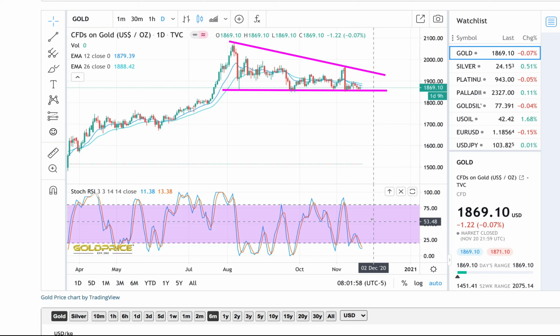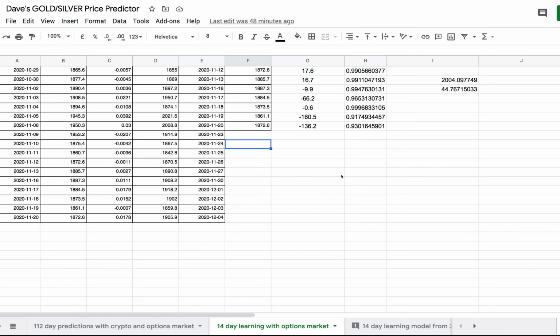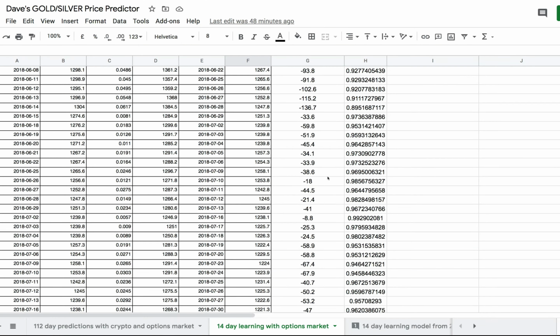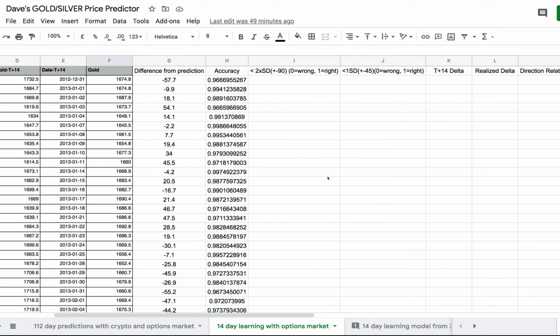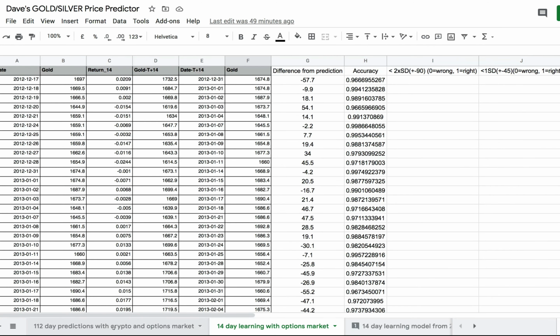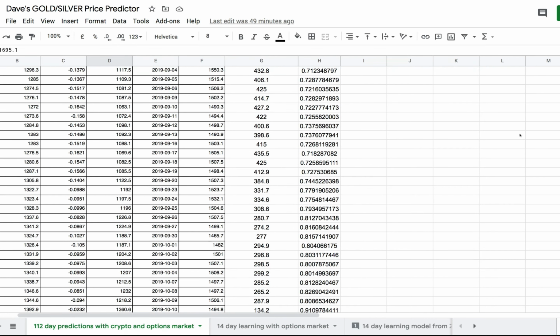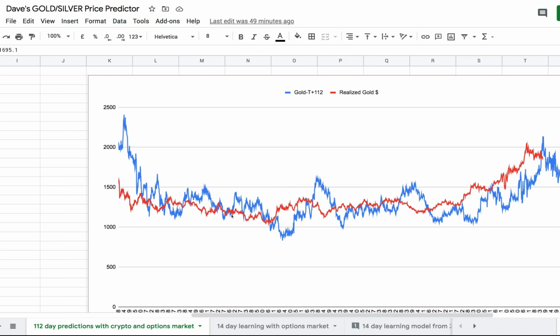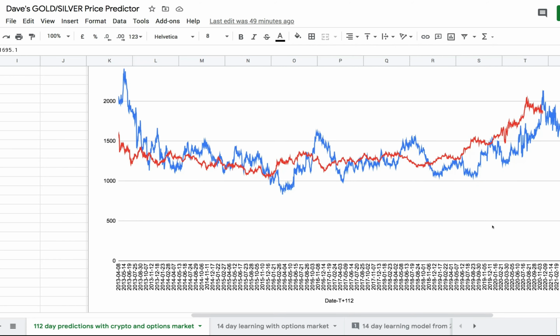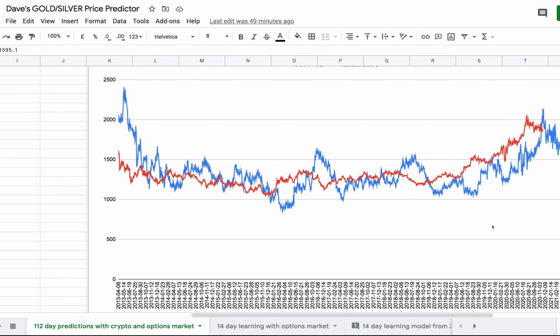If you look at the actual movement of gold and silver relative to the market, I have the actual price here from a long time ago, but where is this? This is gold, silver, 14 days. We're looking at the 112 days over the period of all these years. And realized gold, you can see it's pretty much flat. It trades within a $500 band and it just stays flat, more or less. And it doesn't do very much.